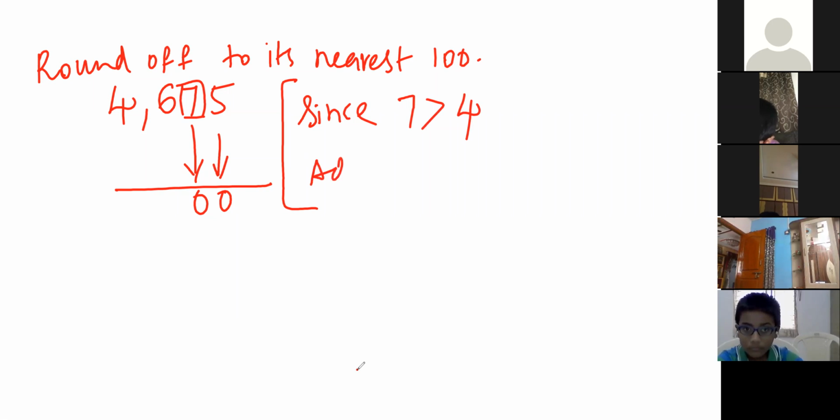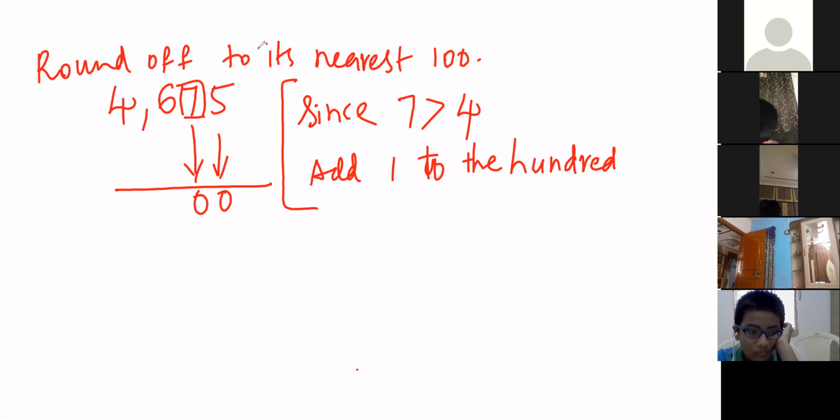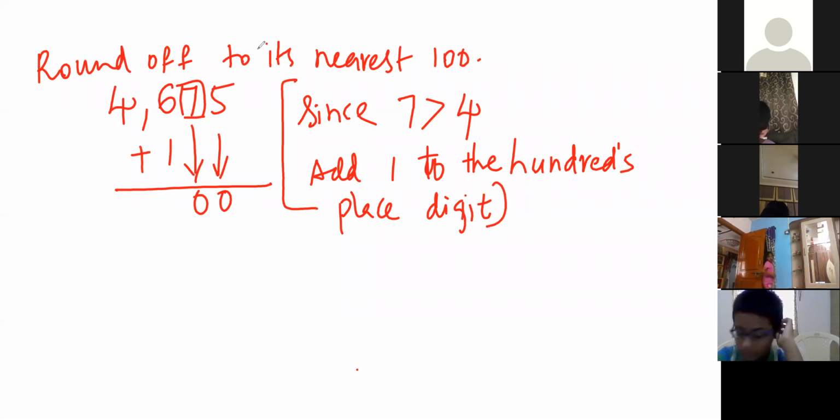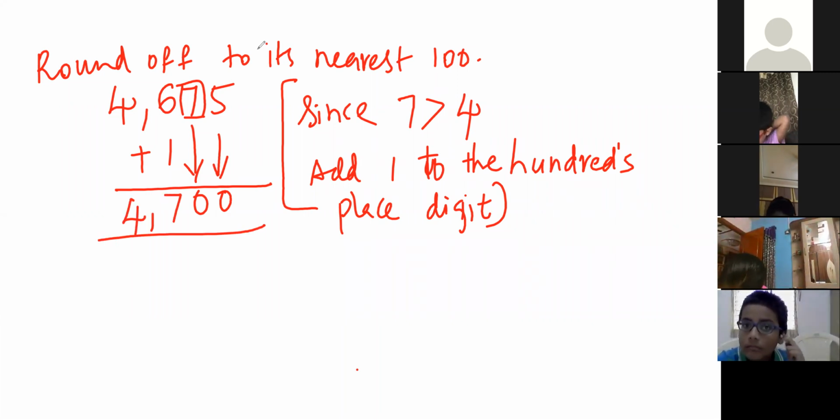Add 1 to the hundreds place digit. Now let us add 1 to it here in the hundreds place. So how much does it become? 7 and 4 as it is. So when we round off 4,675 to its nearest 100, the answer is 4,700.